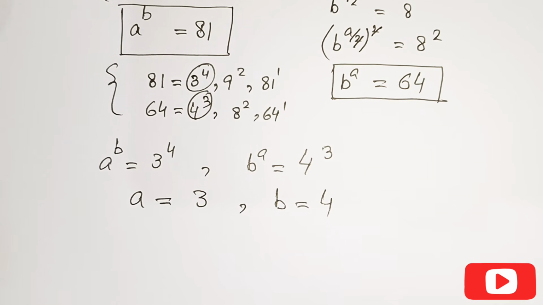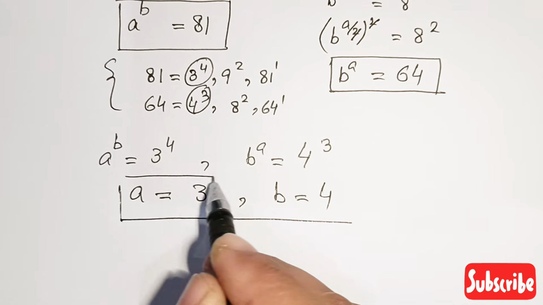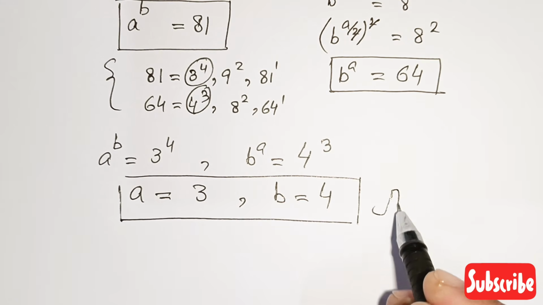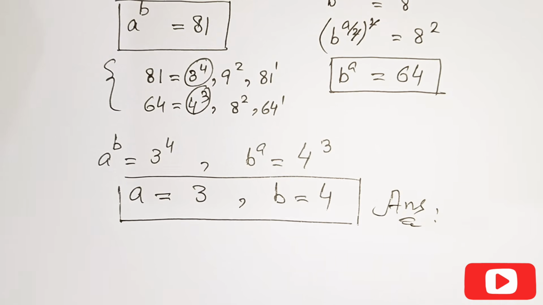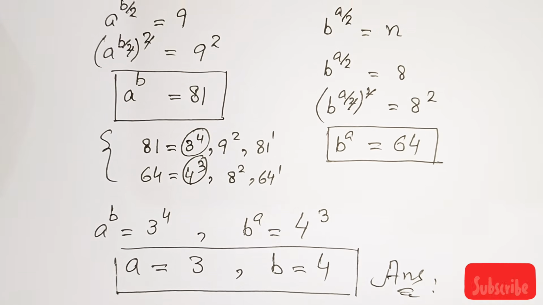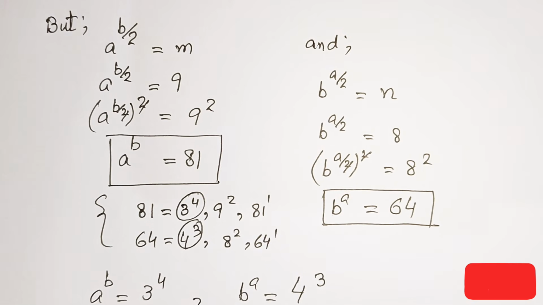Now our final answer is a is equal to 3 and b is equal to 4. So it is our entire solution. Now we are going to check our solution here step by step.